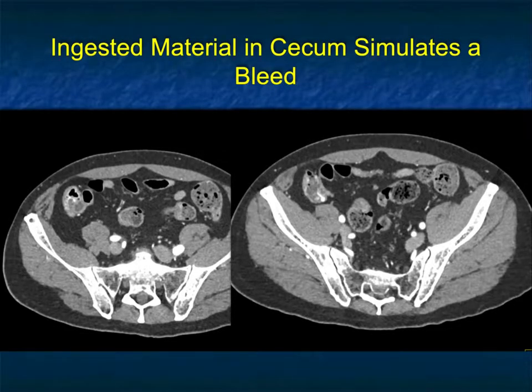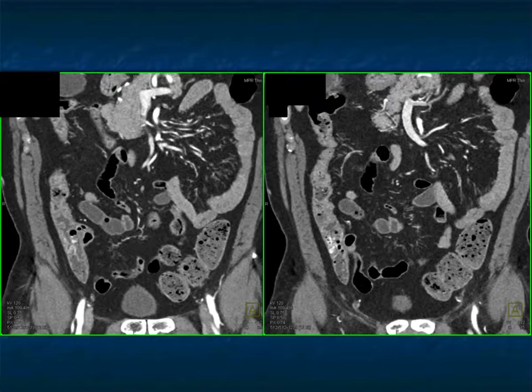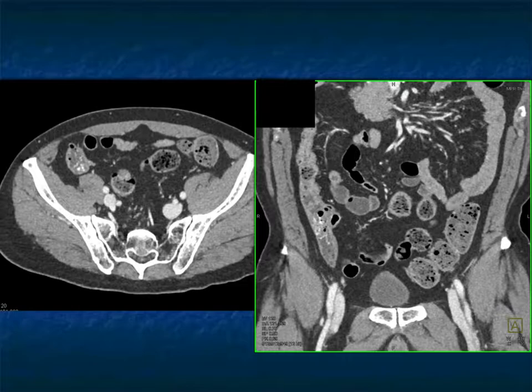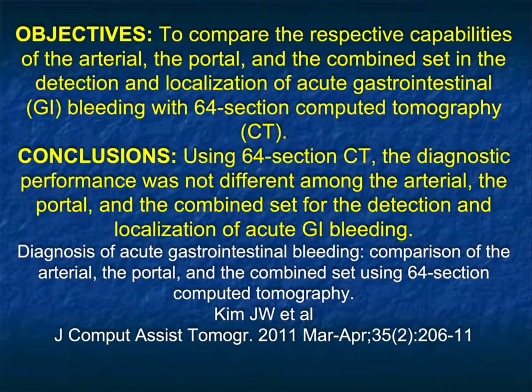Another patient, when you look quickly at the cecum, you say, wow, there's a bleed in the cecum. Here it is again. You look at the coronal views and you say, wow, there's active bleeding, which looks pretty extensive in the region of the patient's cecum. But then, as you keep looking at the additional images, you realize that as you go from arterial to venous phase imaging, nothing changes.